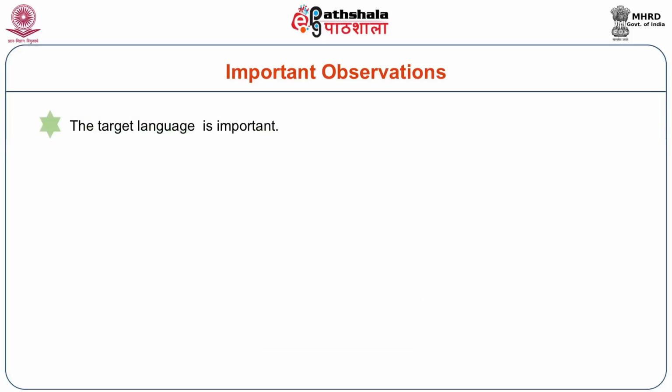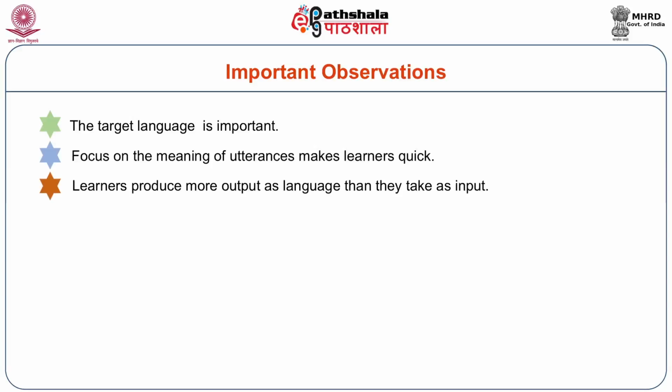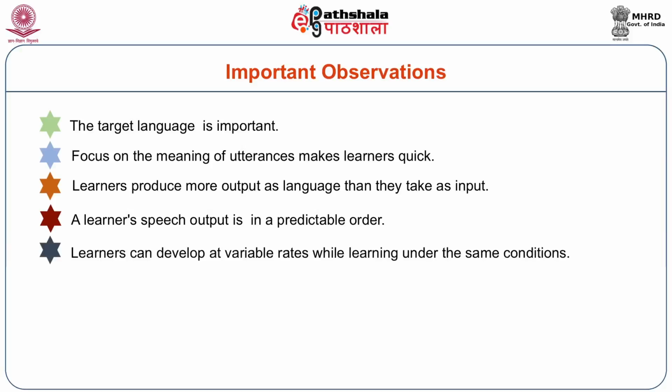Now, what are the observations regarding SLA? The target language is very important. Focus should be on the meaning of utterances, which makes learners quick to learn. Learners produce more output as language than they take as input. A learner's speech output is in a predictable order. Learners can develop at variable rates while learning under the same conditions.